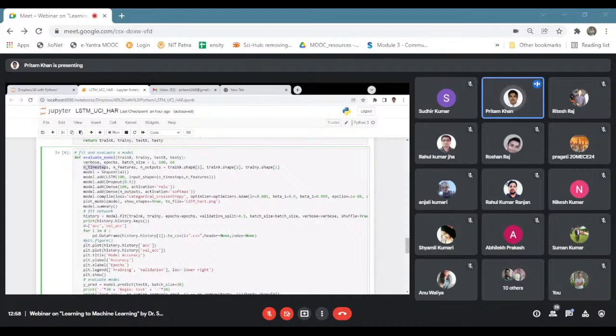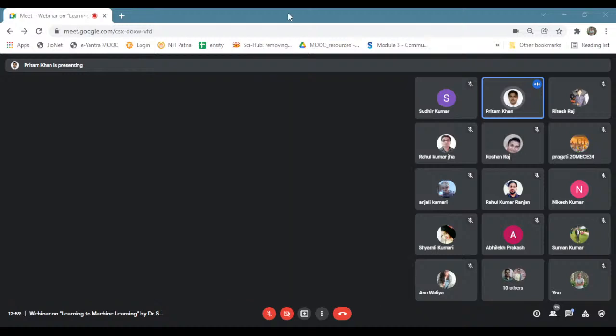I am having the number of time steps. Then features is my train x dot shape 2. In the third column, I am having the number of features, those 9 features: total acceleration x, y, z, then body acceleration x, y, z, and gyroscope x, y, z. So these n features are stored in train x dot shape 2. And n outputs comes from train y dot shape.